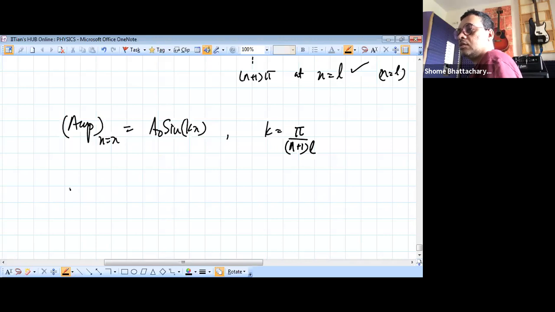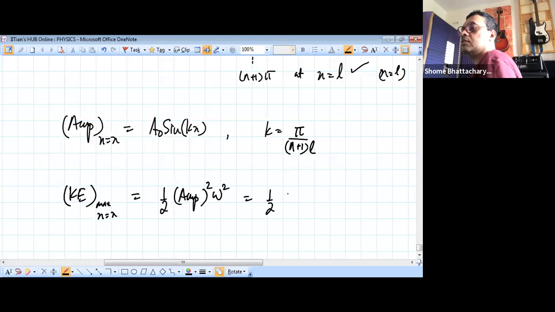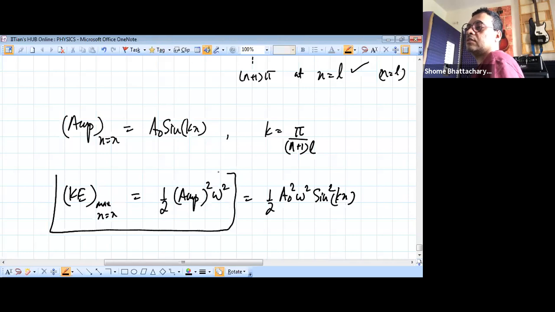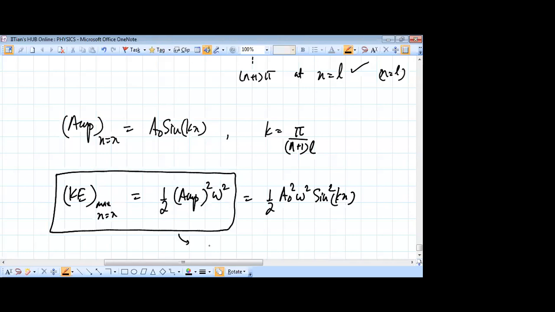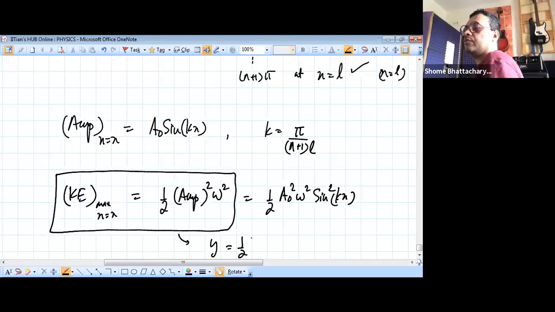Okay. So the maximum kinetic energy at a point x equal to x will be how much? Half amplitude square into omega square. So it will be half E naught square omega square sine square kx. Understood this term now? Because what is happening is that y of any point is E naught sin kx sin omega t plus phi.